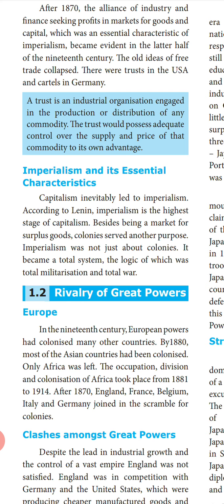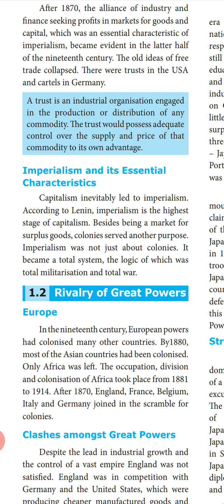Next, imperialism and its essential characteristics. What do you mean by imperialism? Imperialism means capturing the colonies and dominating the colonies. Domination of a colony by another country is called imperialism. Capitalism inevitably led to imperialism. According to Lenin, the philosopher and leader of Russia, imperialism is the highest stage of capitalism.